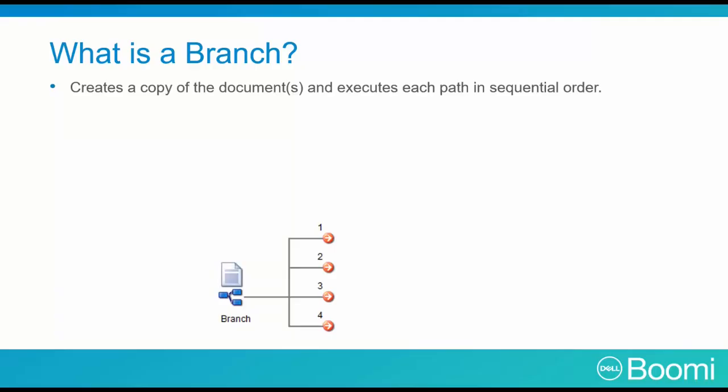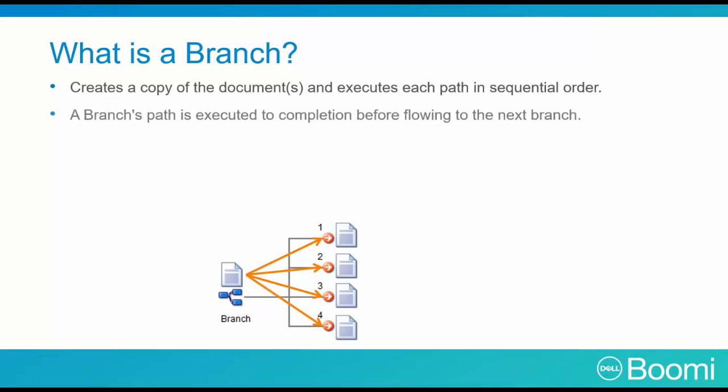The branch shape creates a copy of the documents and executes each in a sequential order. The first copy flows down path 1. Then, if successful, the second copy flows down path 2. Again, if successful, the third copy flows down path 3. And finally, path 4. A branch's path is executed to completion before going to the next branch.